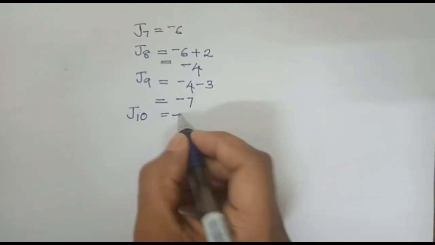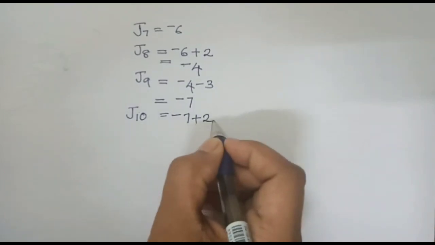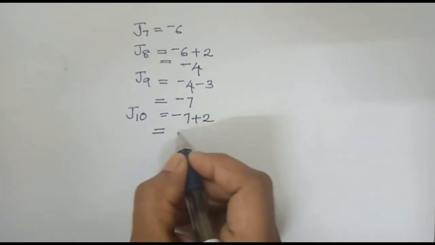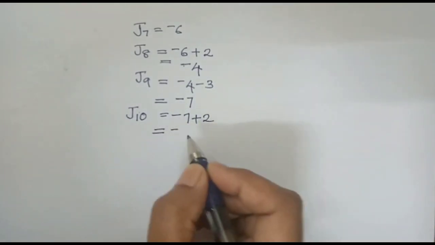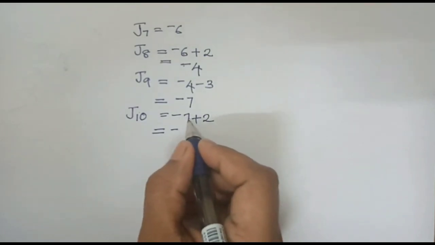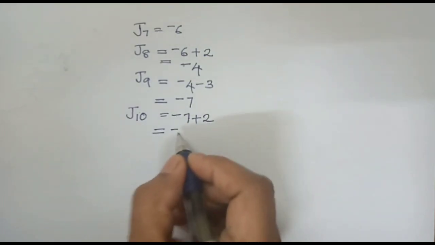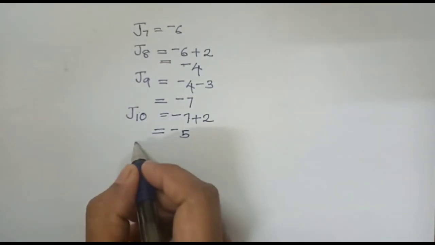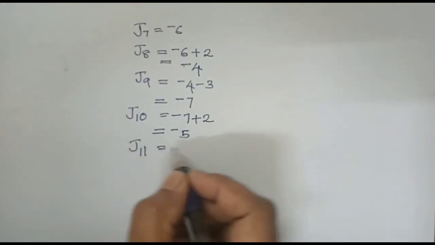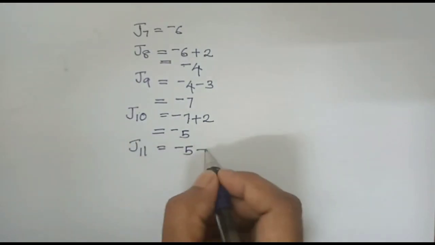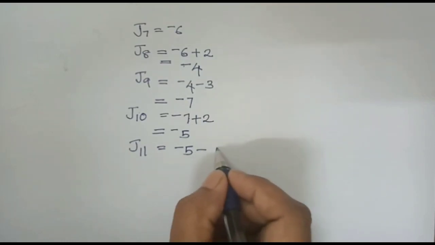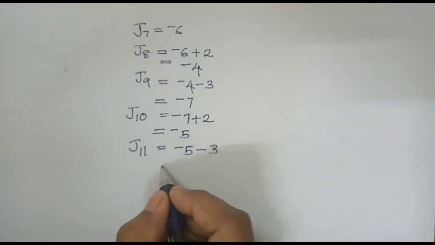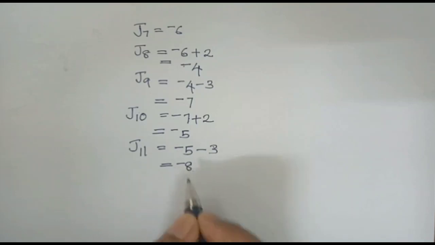J10 equal to minus 7 plus 2 equal to, we put the sign of the larger number, which is 7, and take the difference of 7 and 2, minus 5. Now J11 equal to minus 5. Again 3 steps down. So minus 5 minus 3 equal to minus 8.